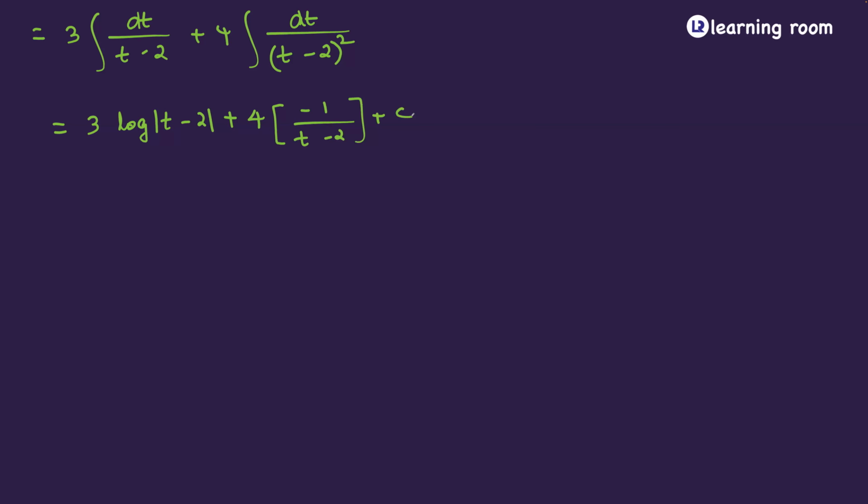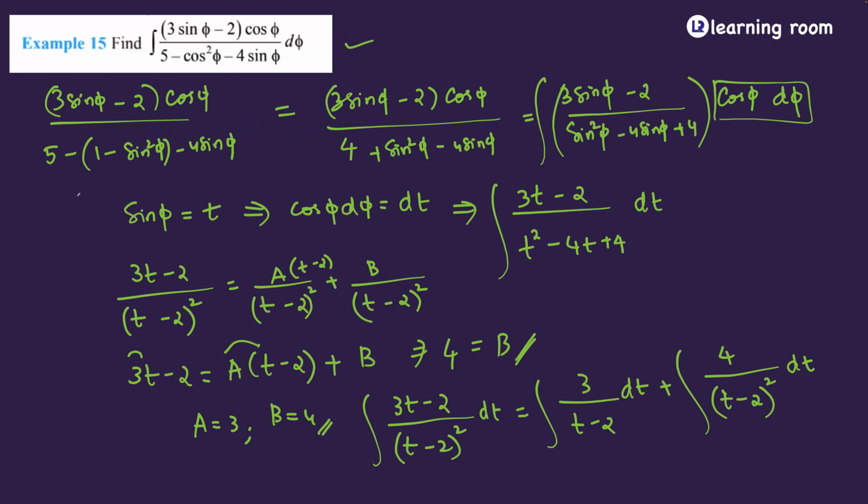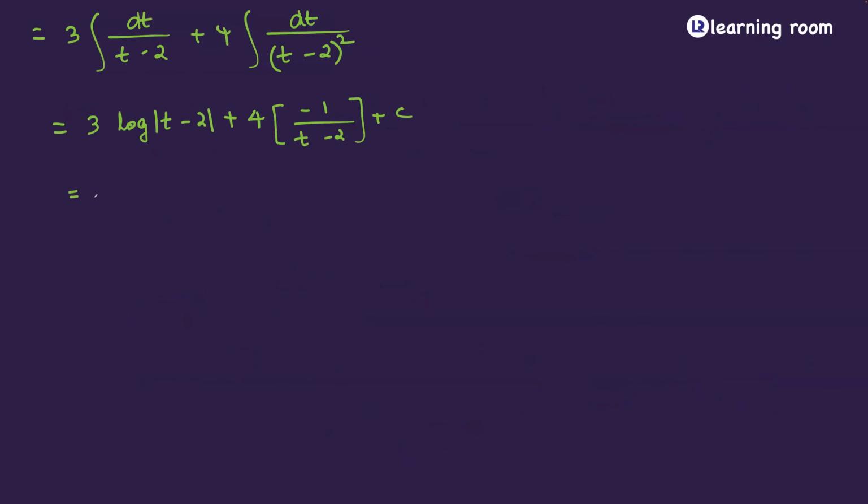But we know that t is not given in the question. What did we take the value of t as? It is sine phi. So I need to substitute it back. Hence the answer is going to be 3 times log of sin phi minus 2, minus 4 divided by sin phi minus 2, plus c. Right? So this will be the final answer.